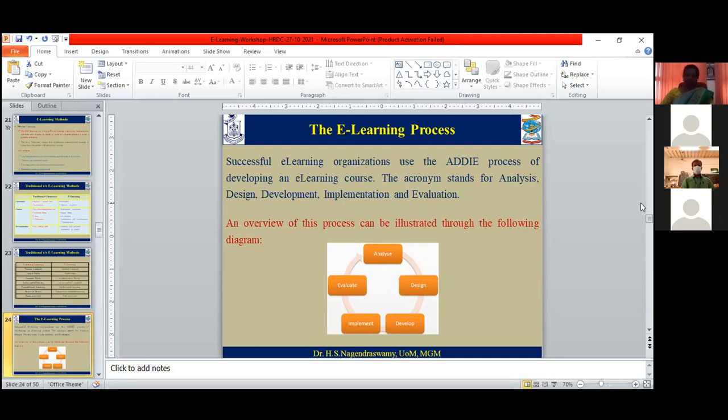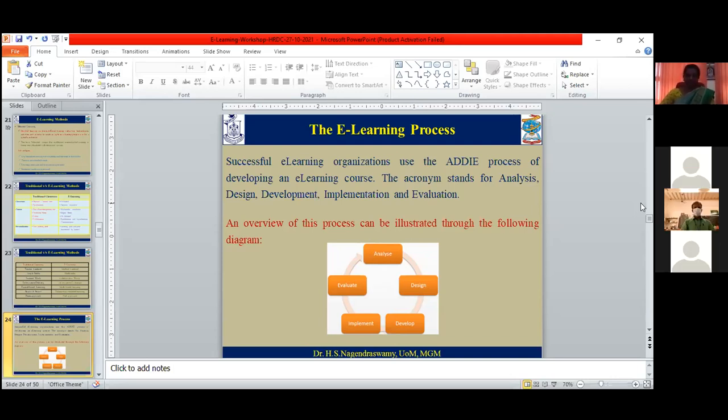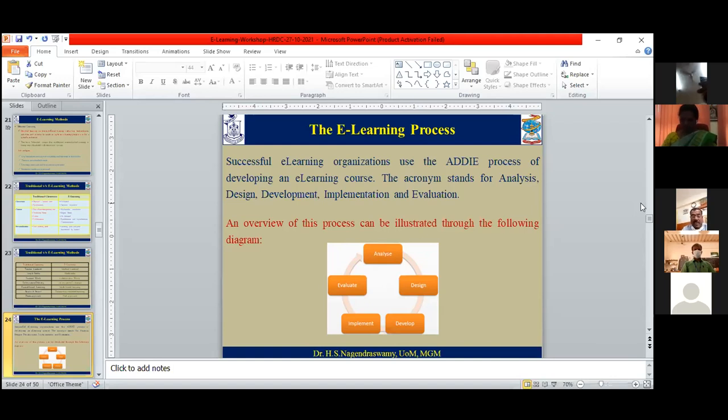So in this context, let's understand what the e-learning process is. Successful e-learning organizations use the ADDIE process. Let's see what that ADDIE is. Developing an e-learning course, the acronym stands for analysis, design, development, implementation, and evaluation. So if at all you want to offer a course online, on an e-learning platform or the SWAYAM platform, what are the things we must know?